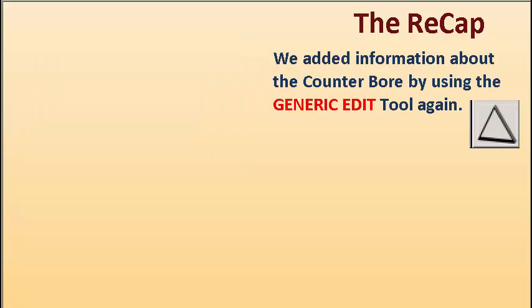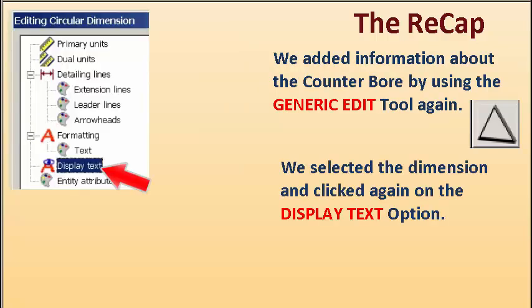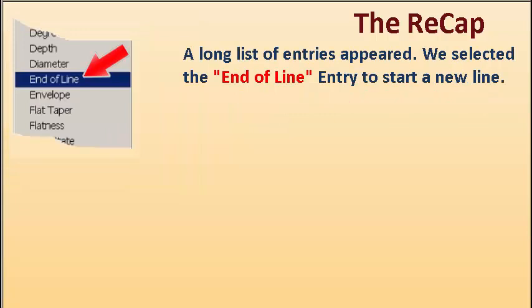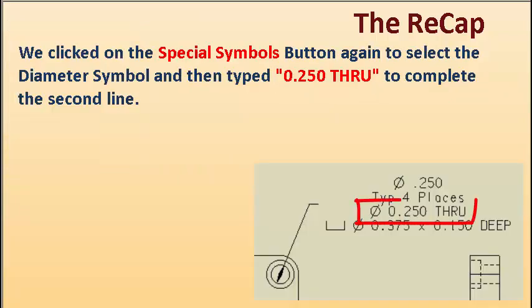We added information about the counterbore by using the generic edit tool again. We selected the dimension and clicked again on the display text option. We clicked in the suffix field at the end of the word "places" and then clicked on the special symbols button. A long list of entries appeared and we selected the end of line entry.